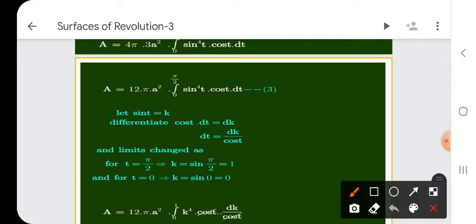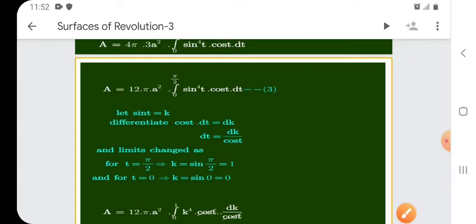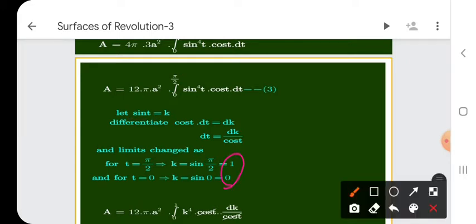See here, let sin t equal k. Here we have sin power 4t cos t. Then differentiating, we get cos t dt equals dk. Therefore dt equals dk by cos t. If we change the terms, we have to change the limit values also. For t equals pi by 2, what is the value of k? Sin pi by 2, that means 1. For t equals 0, k equals sin 0 equals 0. So the limits changed from 0 to pi by 2, to 0 to 1.